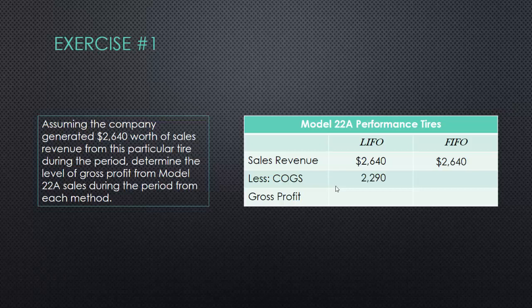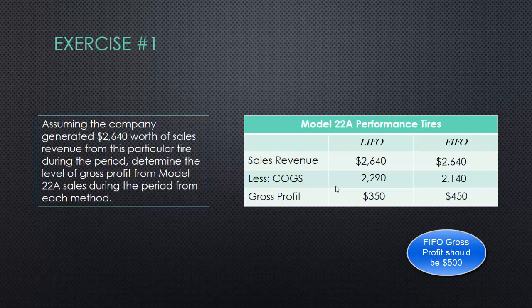Well, our COGS under the LIFO method was $2,290. And under the FIFO method, it was $2,140, taken right from the total column on the bottom of our perpetual inventory record, which means if this company is going to use LIFO, they're going to recognize a gross profit of $350. But if they use FIFO, they're going to recognize a gross profit of $450.